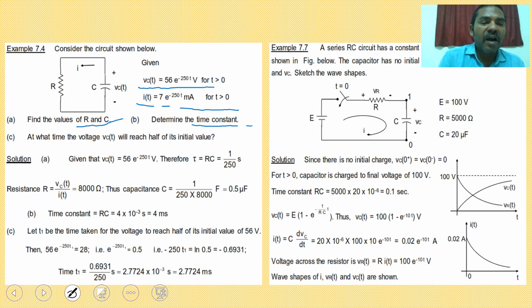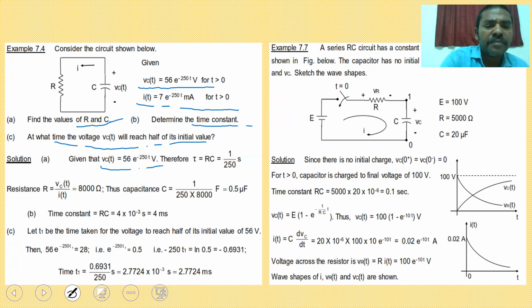Once you calculate R and C, for an RC circuit tau is equal to R into C. Then we have to find at what time the voltage drop across the capacitor reaches half of its initial value. So now the voltage across the capacitor is 56 e power minus 250 t, and the current flowing through the circuit is 7 into e power minus 250 t milliamperes. From this we are calculating the tau value.